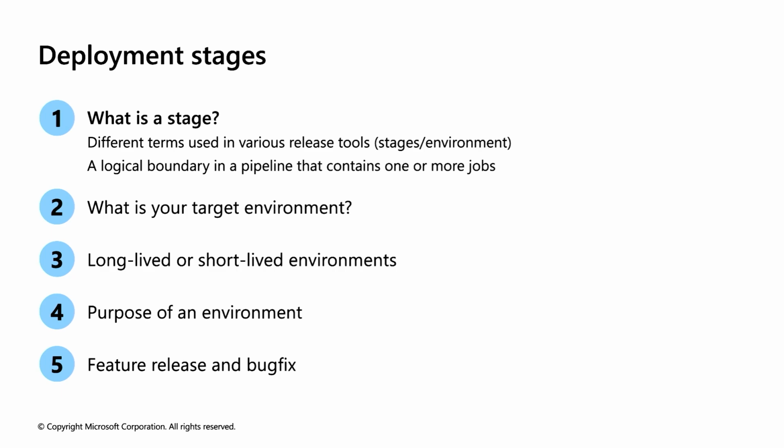Deployment stages are essential for organizing and controlling how software moves from development to production. A stage is a logical boundary within the pipeline that contains one or more jobs, and different release tools may refer to these as stages or environments. Each stage represents a distinct environment, such as development, testing, or production, where specific tasks are performed to validate as we deploy our application.